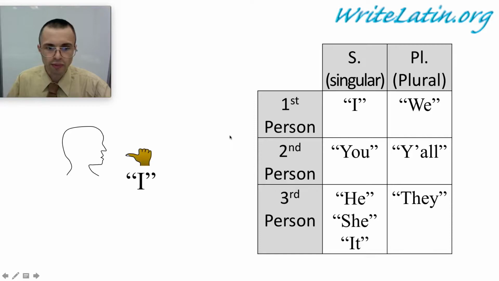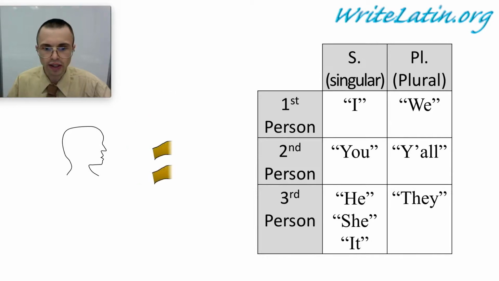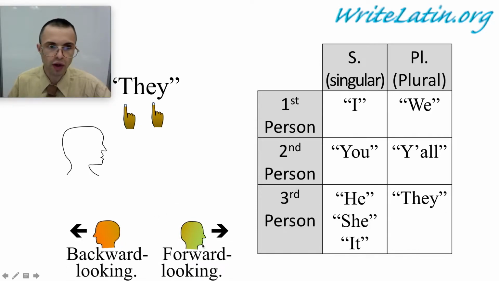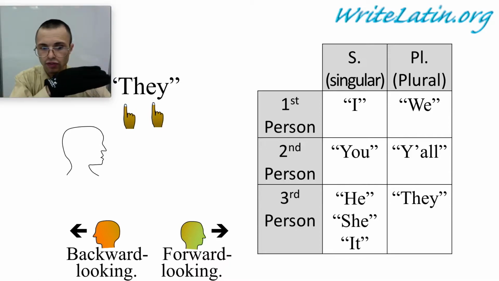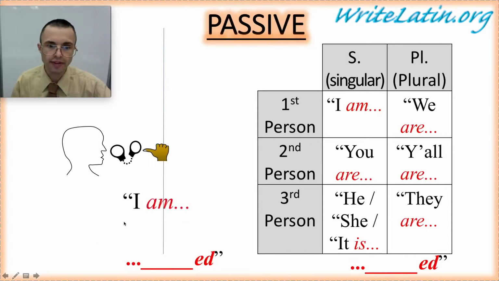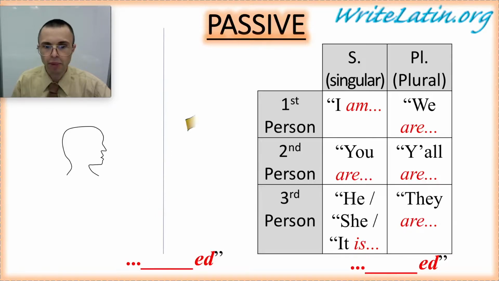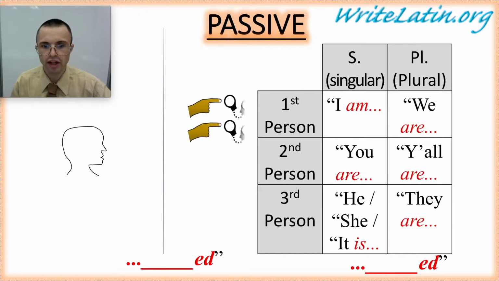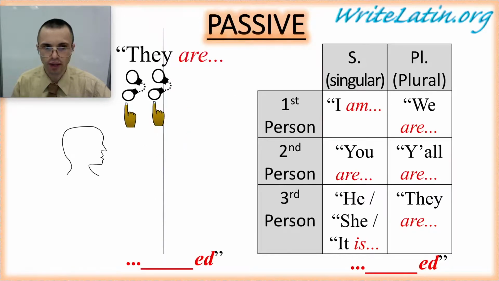Before we start, we need to review what these symbols mean. This means the I form, you, he, she, it, we, y'all, they. The forward-looking head means forward-looking or prospective into the future. The backward-looking head is backward-looking or retrospective into the past. Also, the passive forms we know now: I am blanked, you are blanked, he, she, it is blanked, we are blanked, y'all are blanked, and they are blanked.